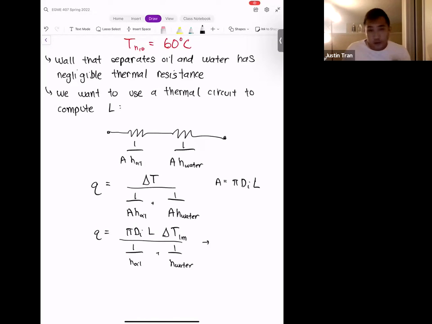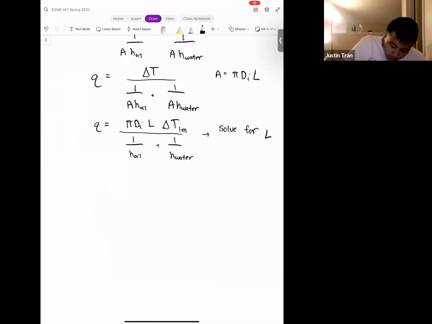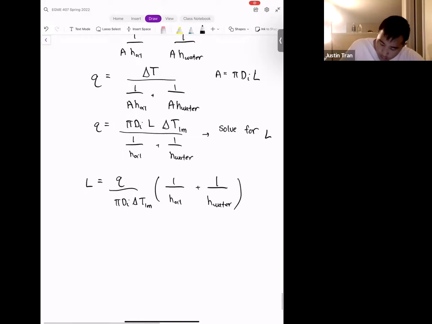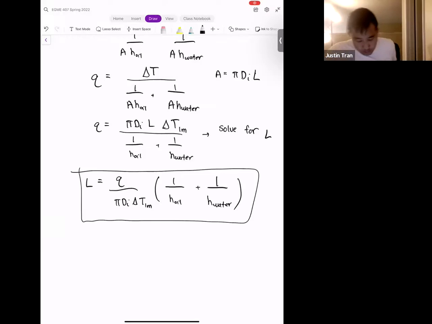And then what we can do from here is we could solve this expression for L. Okay. And so if we solve this expression for L, we have L is equal to Q divided by pi DI delta T LM, okay, multiplied by 1 over H oil plus 1 over H water, close parenthesis. Okay. And so this is one way here that we can obtain the length of our heat exchanger, right? And we did this all from the thermal circuit. Okay. All right, so all that's well and good.